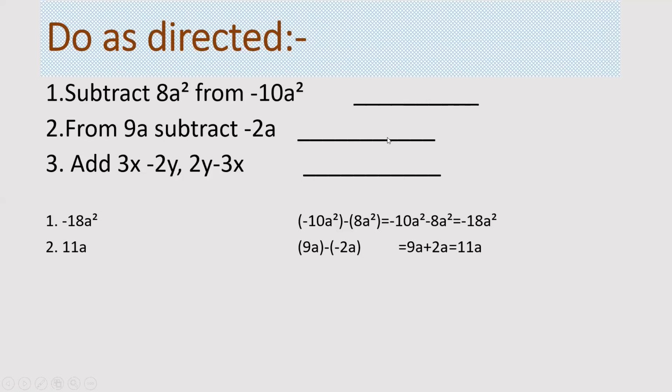Clear? Now what about add 3x minus 2y, then 2y minus 3x. What will be the answer of this question? Okay, I got one answer from the student, Sheroz. And anyone else? Yes, Rida, what will be the answer of this question? Very good, Ali. Excellent. Correct answer. Yes, the answer will be 0. Very good.